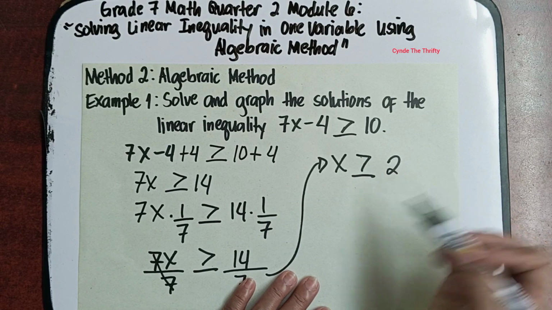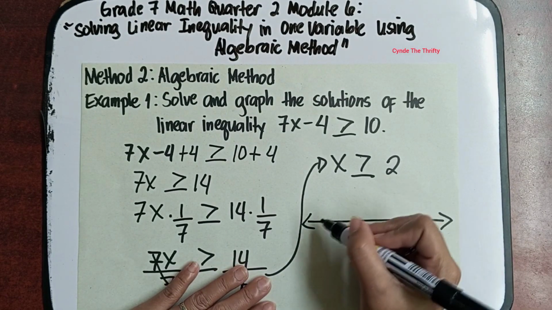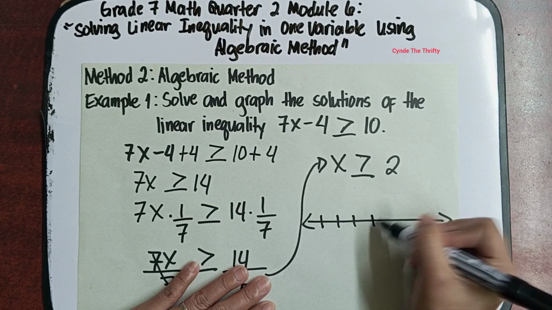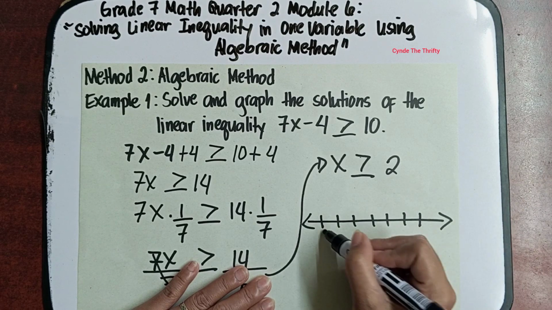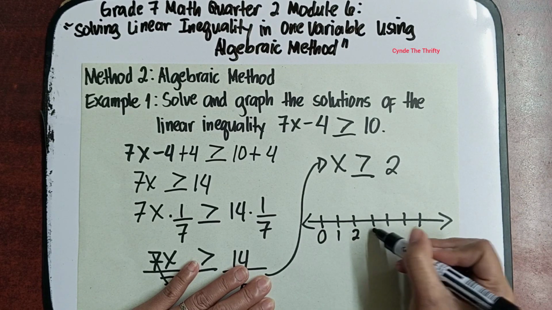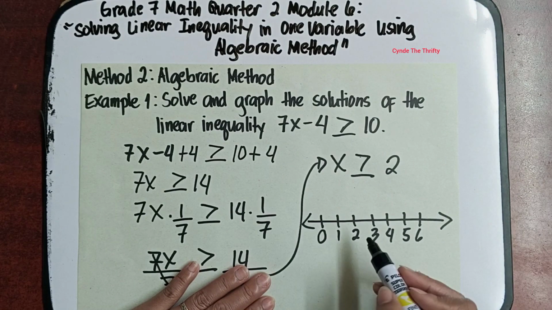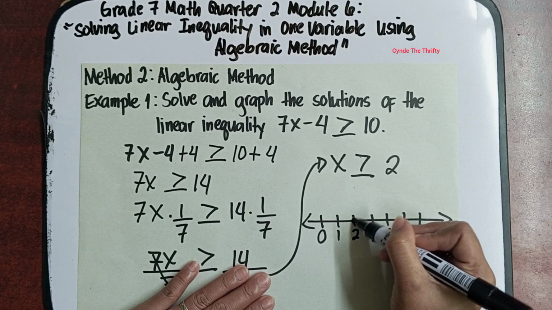So ngayon, paano natin siya i-graph? So positive 2 ang ating sagot. So mag-start tayo dito sa 0, 1, 2, 3, 4, 5, 6. Pwede yan siyang mag-extend. So 0, positive 1, 2, 3, 4, 5, 6. Pwede pa yan siyang mag-extend. So, positive 2. Saan si positive 2? Nandito. Okay, so nandito si positive 2.